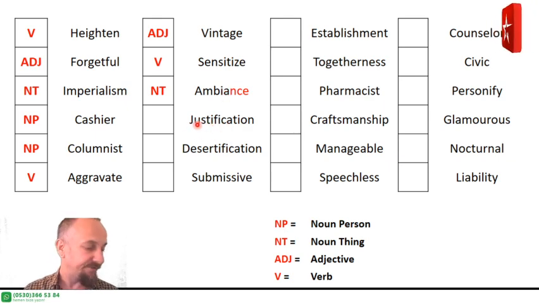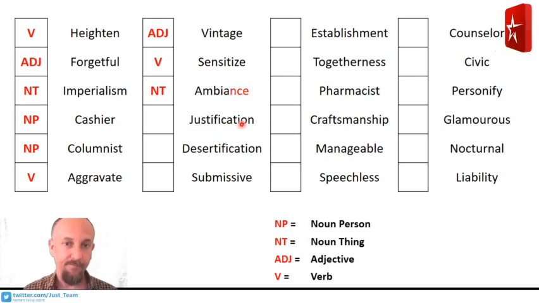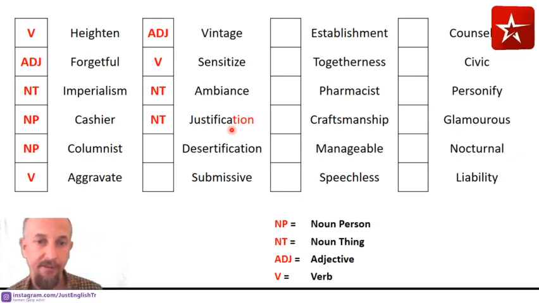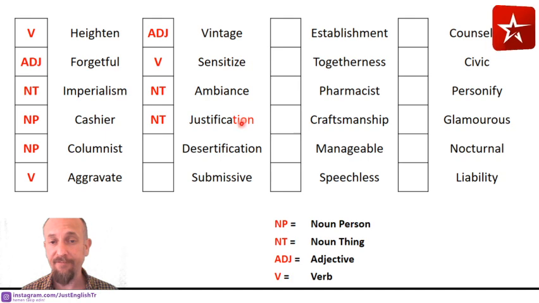So moving on to justification here. Justification. Is that going to be a noun thing, noun person, an adjective, or a verb? Justification. It's a noun thing. Very good. Yep, well done. GS, there you go. And well, I think we look at this one here. Desertification. I think we can guess what this one is. That's going to be a noun thing.